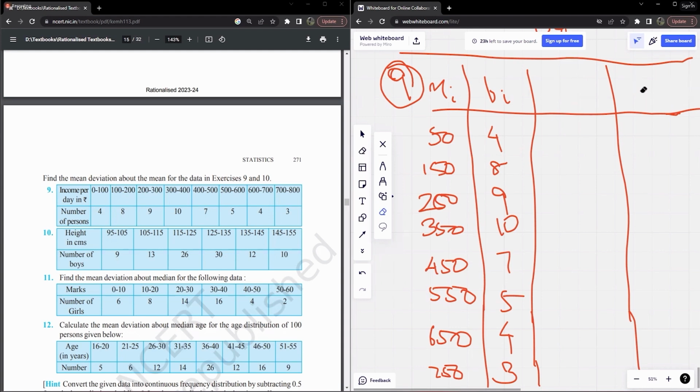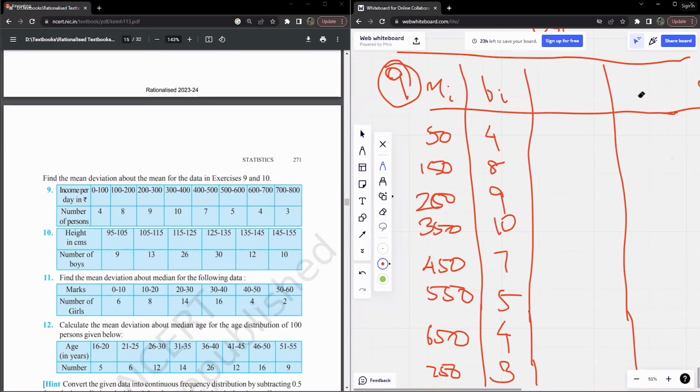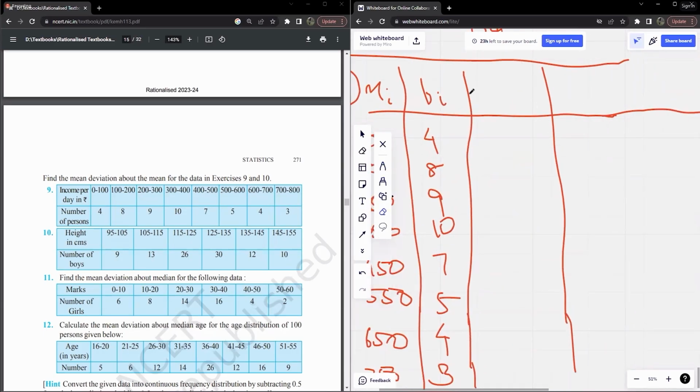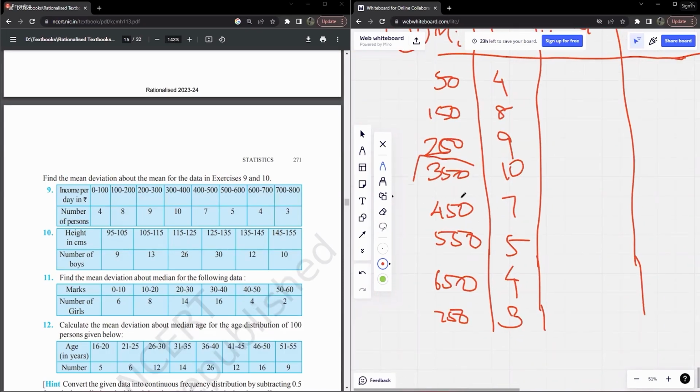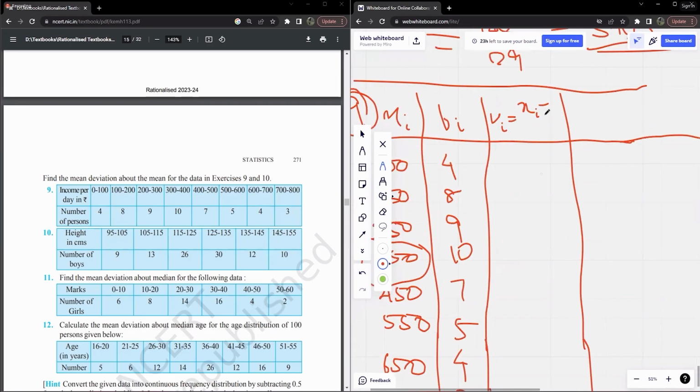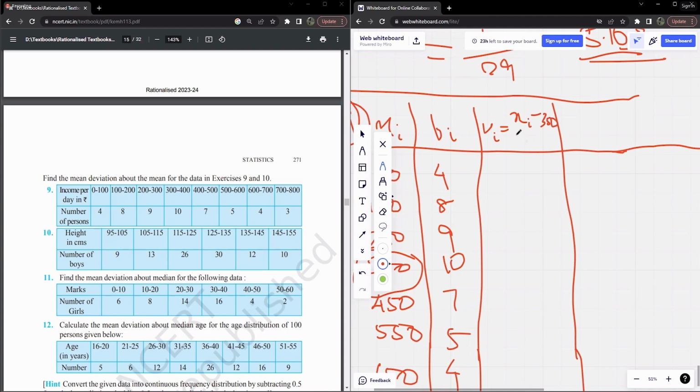this is going to give me a very big value. So instead of doing that, I'll take the steps ui being equal to this xi minus one of these values. I'll select 350 because that is pretty much at the center along with 450. You can choose any one of these. So xi minus 350 divided by the range of each class, that is going to be 100.